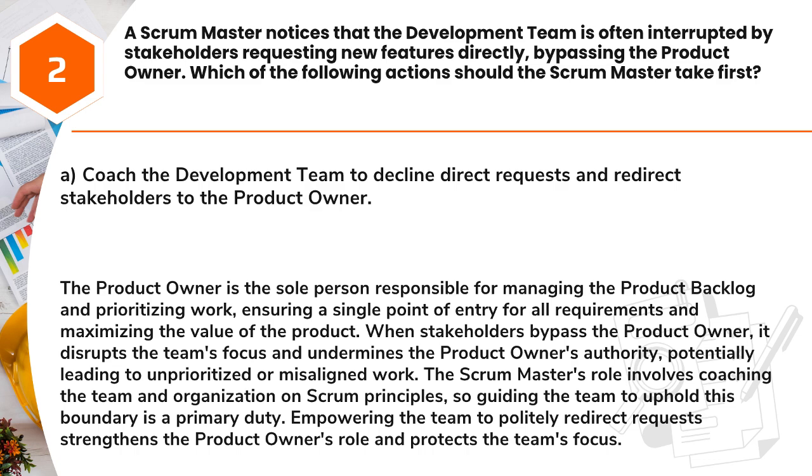When stakeholders bypass the product owner, it disrupts the team's focus and undermines the product owner's authority, potentially leading to unprioritized or misaligned work. The Scrum Master's role involves coaching the team and organization on Scrum principles, so guiding the team to uphold this boundary is a primary duty. Empowering the team to politely redirect requests strengthens the product owner's role and protects the team's focus.